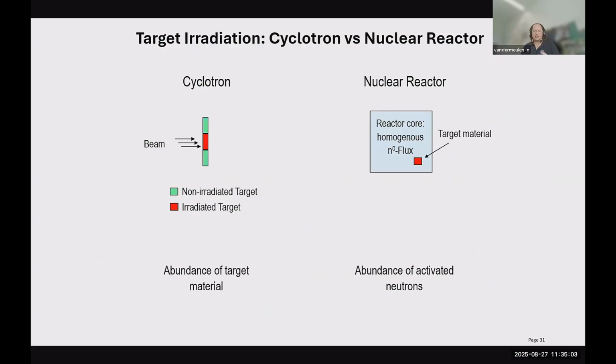So when one looks at target irradiation, and this is also a question, why do we produce so much more in a reactor than we do in an accelerator? The reason for that is when we put our target material into a cyclotron, a small beam, a pencil beam, will hit our target material. And if you can see the picture on the left, not all of the target material is irradiated. So it's only part of the target material that's irradiated.